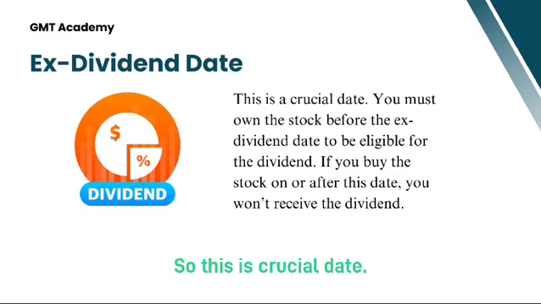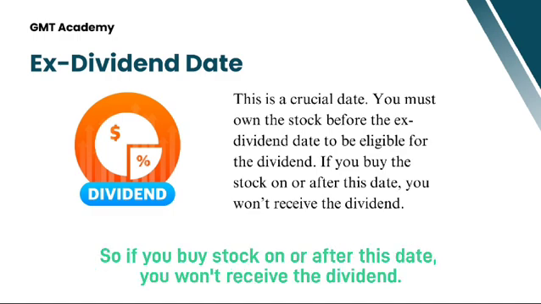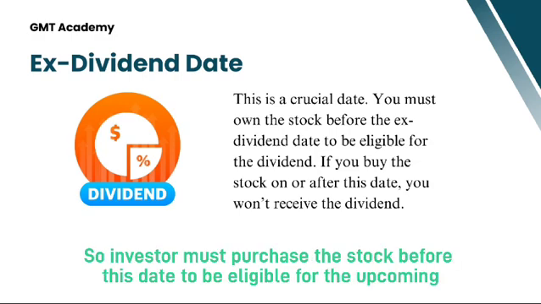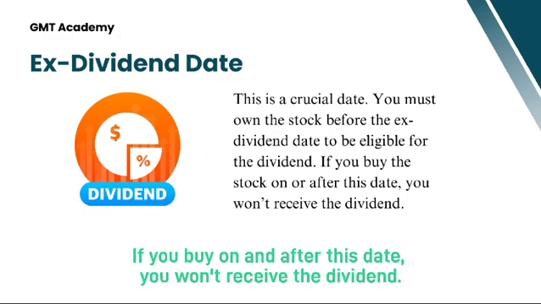The second date is the ex-dividend date. This is a crucial date. You must own the stock before the ex-dividend date to be eligible for this dividend. So if you buy the stock on or after this date, you won't receive the dividend. Let's say for example 10th March. An investor must purchase the stock before this date to be eligible for the upcoming dividend. If you buy on or after this date, you won't receive the dividend.